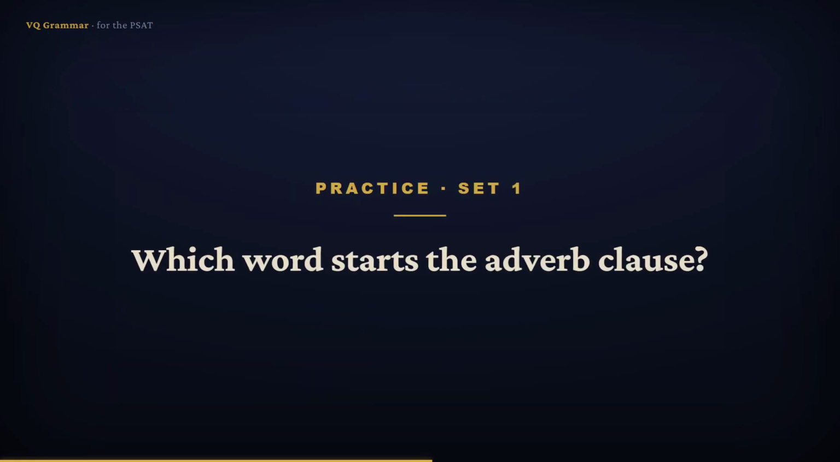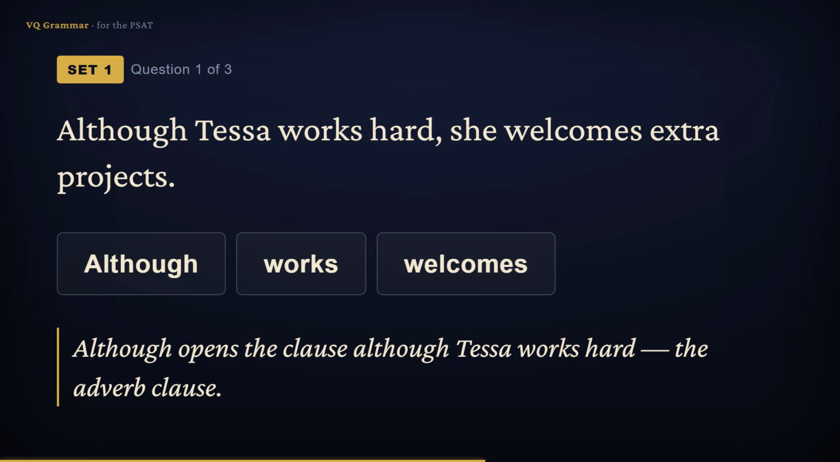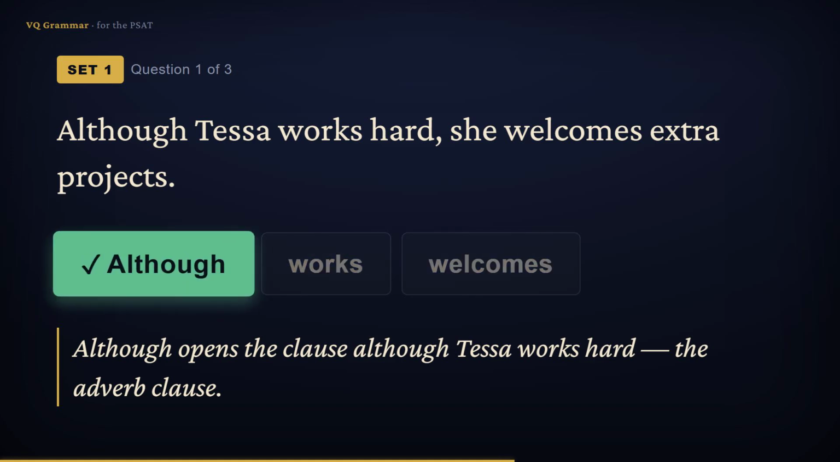Let's try a few. In this first set, find the subordinating conjunction, the signal word that begins the adverb clause. Look for the word that kicks off the part telling when, why, or under what condition. Pause and try each one before I answer. Although Tessa works hard, she welcomes extra projects. The adverb clause is although Tessa works hard, and it starts with the signal word although. That word sets up a contrast with the main clause, so the answer is although.